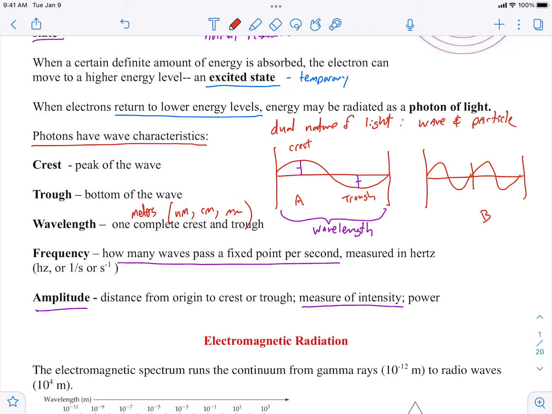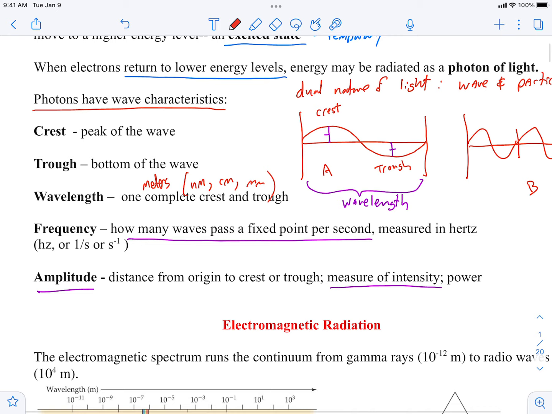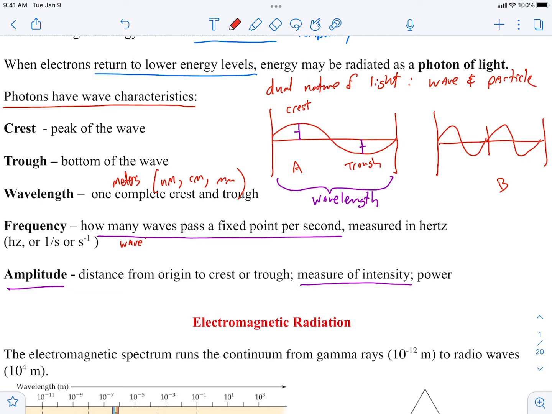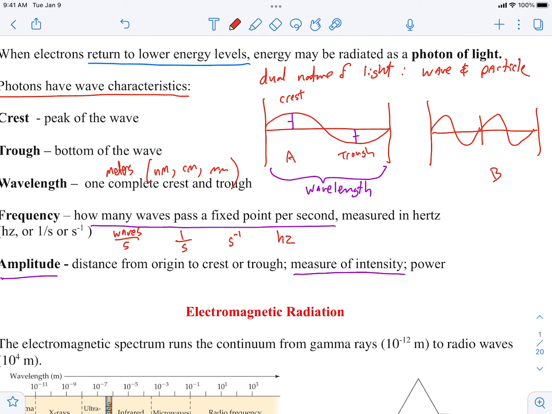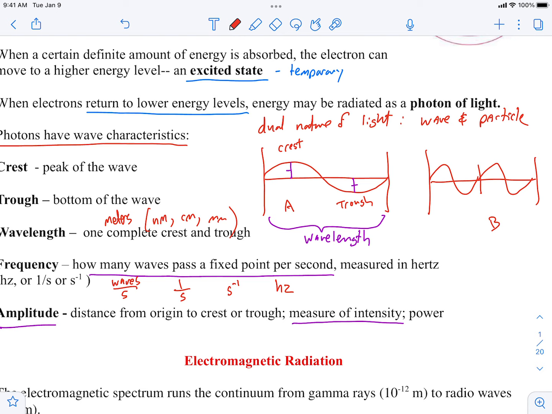For frequency, because we're counting waves that pass a fixed point, originally it was waves per second. And then they just decided to drop the word waves, and now it's just called inverse seconds, or s to the minus 1, or Hz, because a wave per second is called a hertz. So you will see all of these presented to you in either problems or labs or books or wherever. Just know that these all mean the same thing. So the basic characteristic of waves, you need to understand the wavelength and its relationship to frequency. The shorter the wave, the higher the frequency will be.